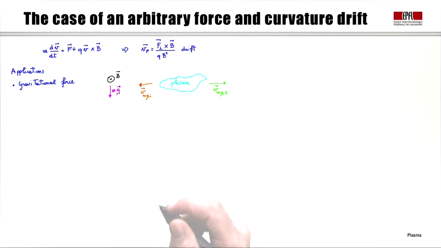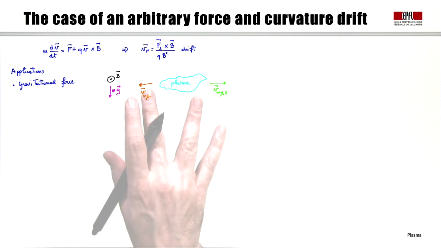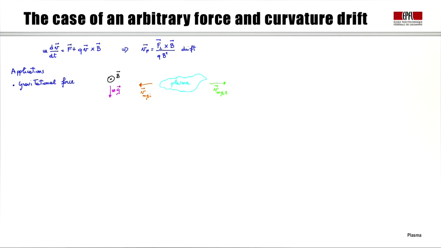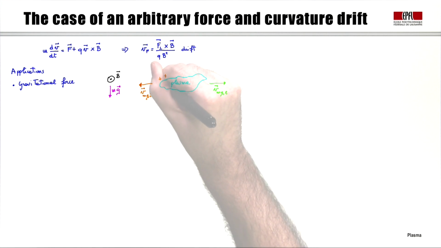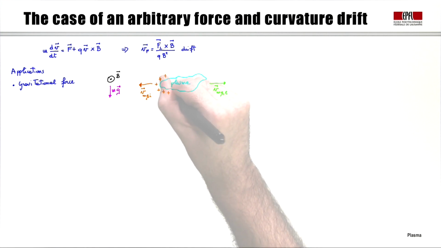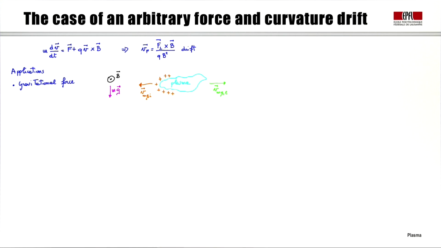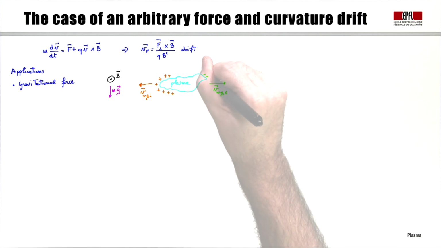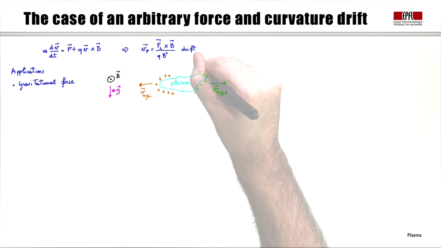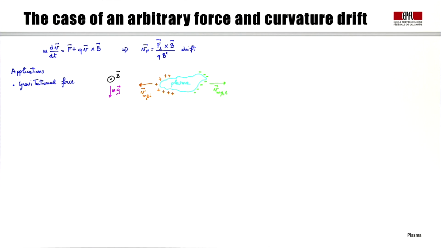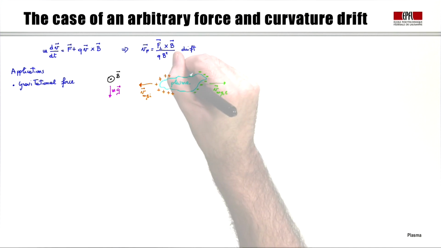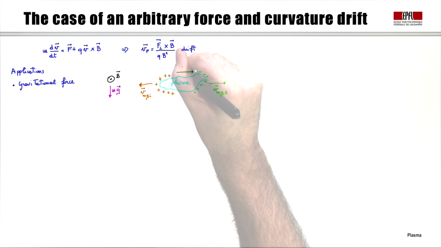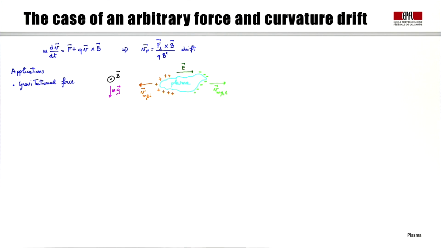However, if we are careful, what will happen because of the presence of these two drifts? Well, a sort of positive charge will accumulate on this side of the plasma, while negative charges will accumulate on this side of the plasma. And the result of the accumulation of these charges will be an electric field that points in this direction.